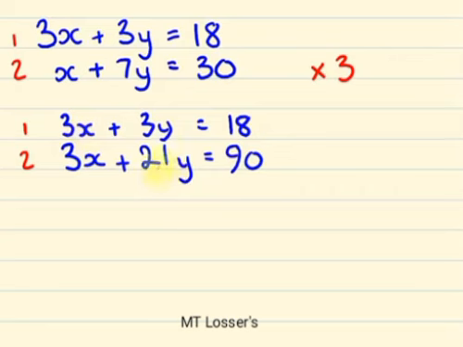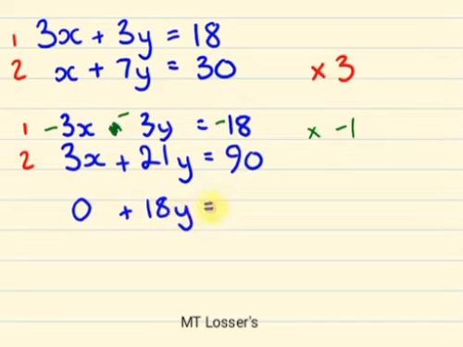Now, the next thing I said is you look at the coefficients in front of the variables. This one's a smaller one, so we're going to multiply this equation by minus 1. So this is a minus, this is a minus, and this is a minus. Okay, so let's see what we end up with. 3x take away 3x, we end up with 0. 21y take away 3y, we end up with 18y. And then 90 take away 18, we end up with the answer of 72.